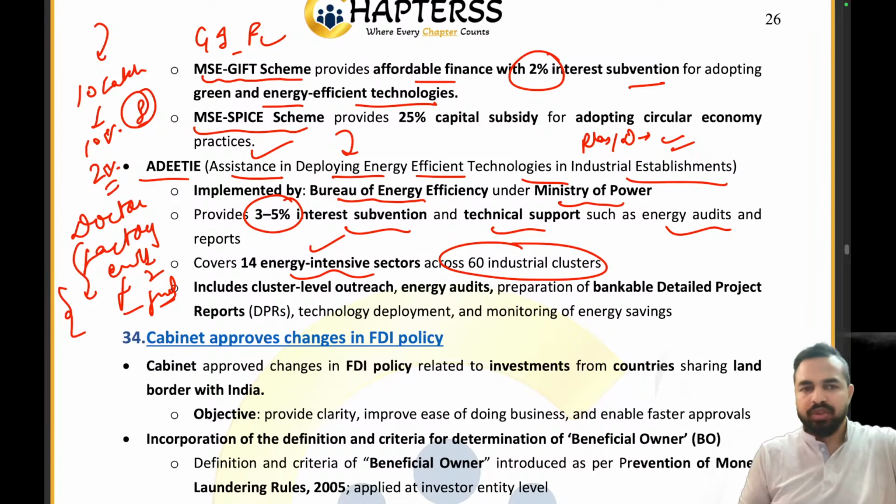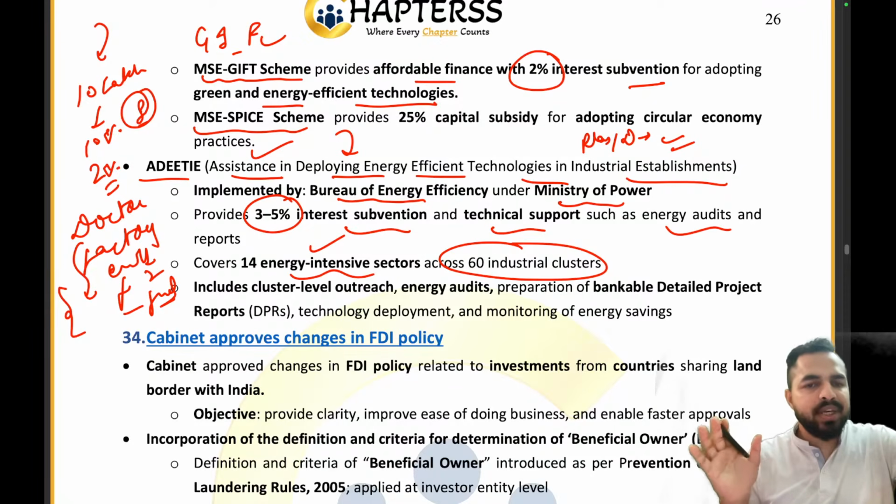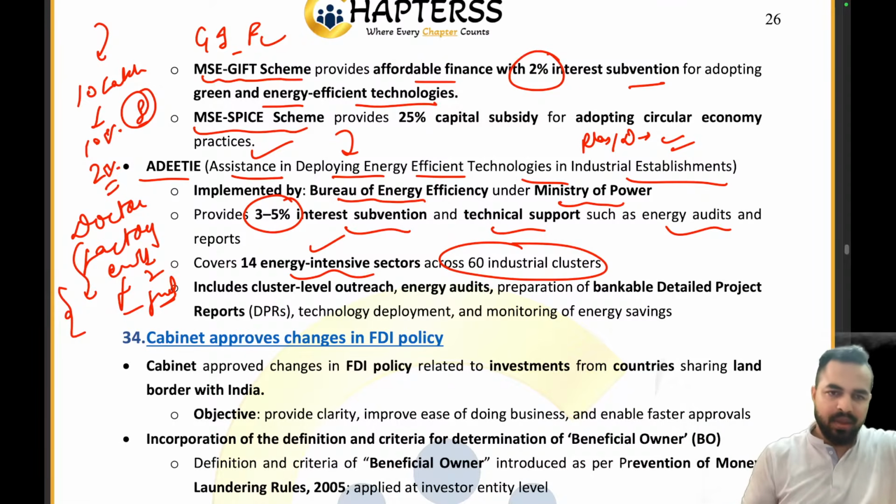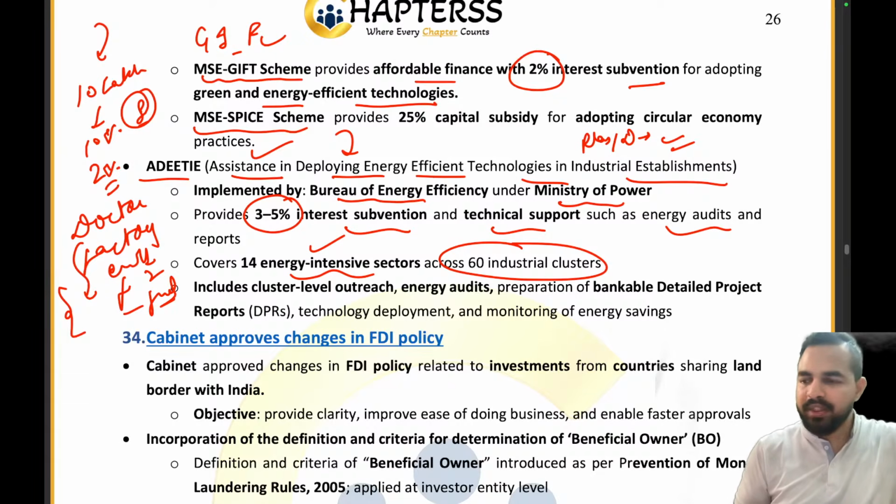Clear everyone? So it is implemented by which organization? Bureau of Energy Efficiency under the Ministry of Power. Can anybody tell me how many years of existence the Bureau of Energy Efficiency has recently completed? That is 25 years, because it has celebrated its 25th foundation year this year. We will be covering that news article in the upcoming timeline, don't worry about it. So that's all from the ADITI scheme. It provides 3 to 5% interest subvention and technical support.